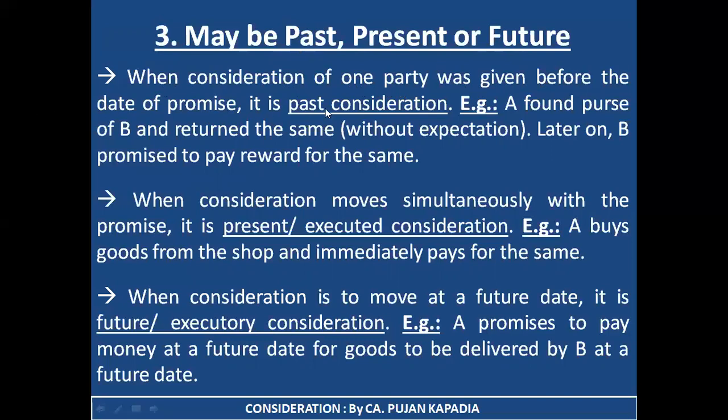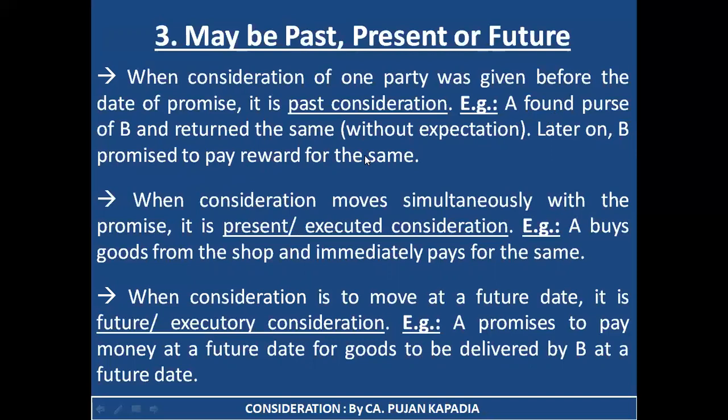Let's understand this with an example. Mr. A found the purse of Miss B and returned the same without any expectation of any reward. Later on, B promised to pay a reward for the same. So basically, what is the scenario over here? A has performed his part of service to B by returning the purse which he had found. Later on, B made a promise that she is going to pay a reward to Mr. A.